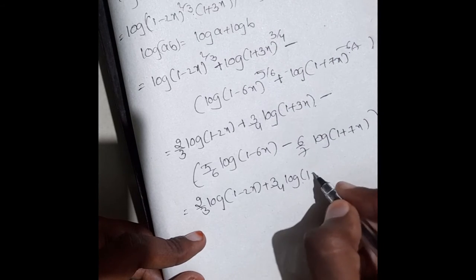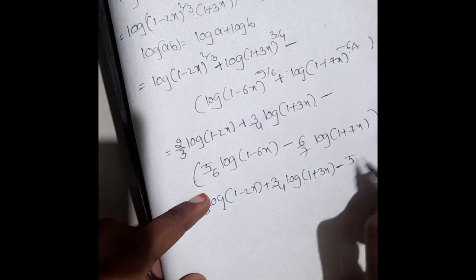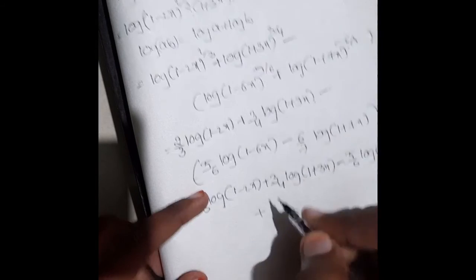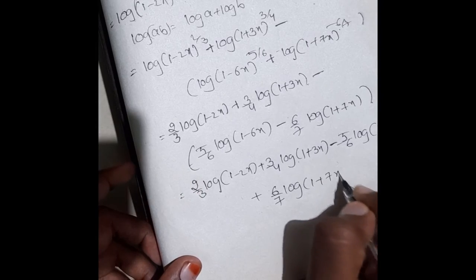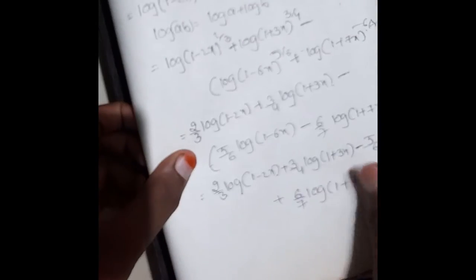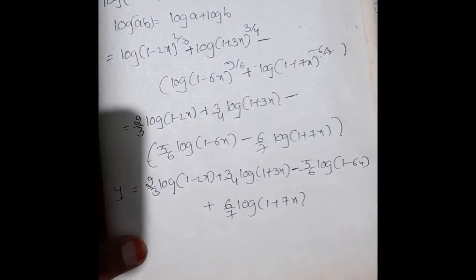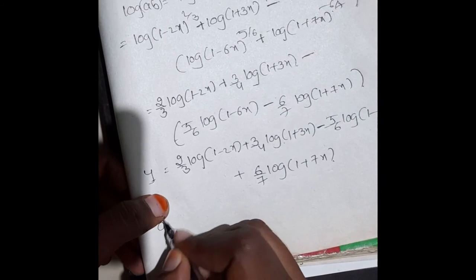Multiplying this, minus 5 by 6 log(1 minus 6x) plus 6 by 7 log(1 plus 7x). Okay, now this is y. Now we have to differentiate it. We did not do differentiation till now. Now we have to differentiate it.